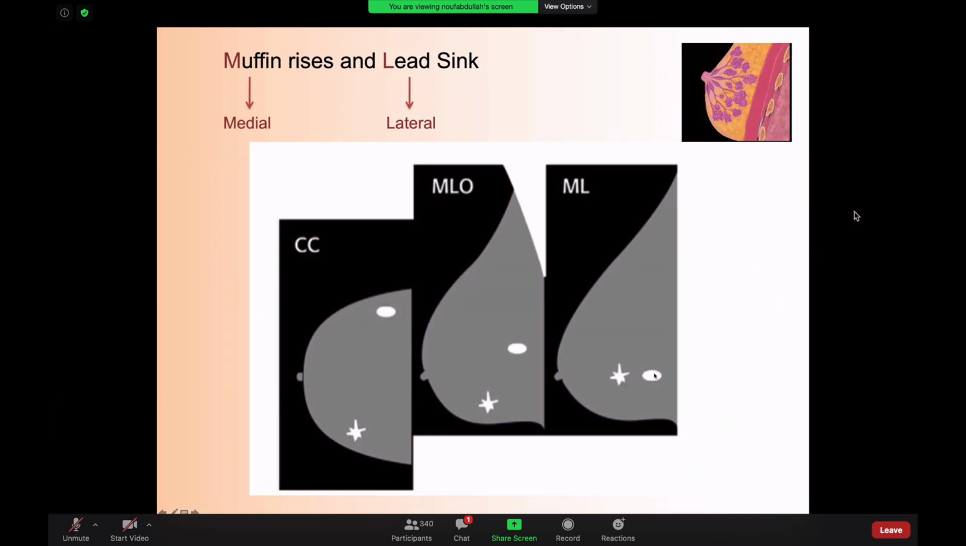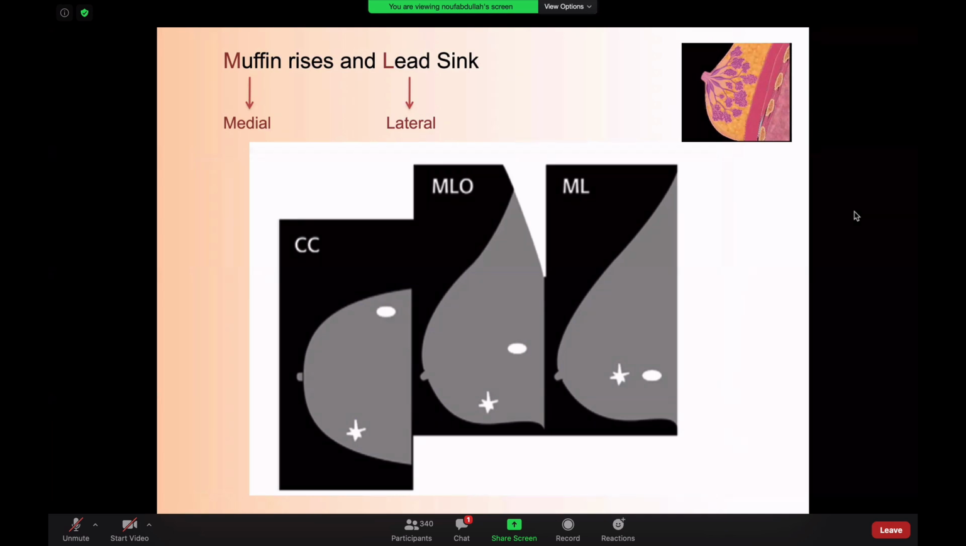Which clock location? So right lateral inferior aspect means it's probably located from 6 o'clock to 9 o'clock. So this is where I'm going to check on ultrasound to find that lesion.